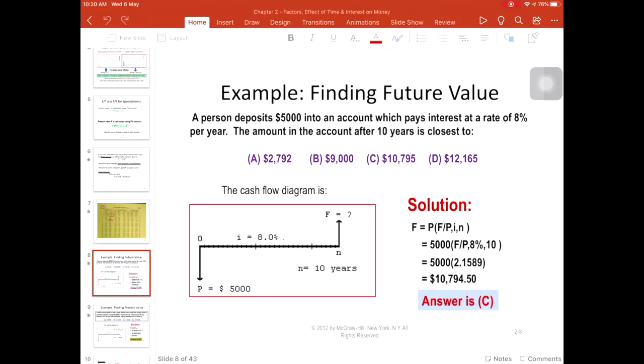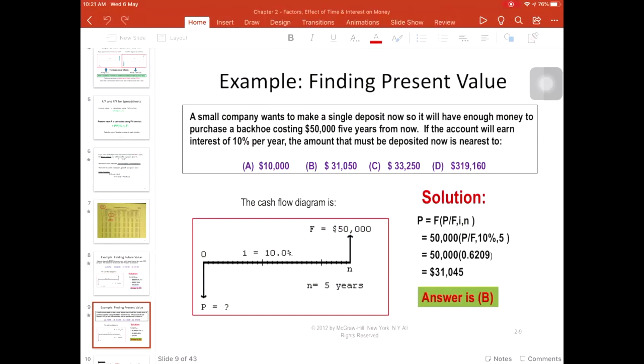It's a sequence, one by one. And then you just key in the numbers: 5,000, F over P, 8%, 10 years. From the table, F over P at 8%, 10 years, you just see it in the tables, and then we get the number 0.1589. The answer we get is 10,794.50. So the answer is C. That's a very easy one, but you have to know the fundamentals first. Alright.